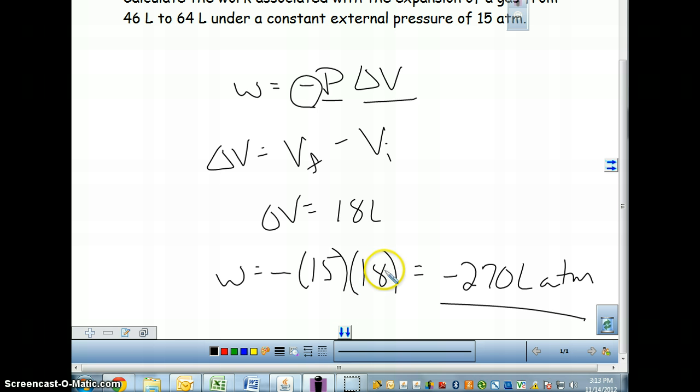Again, this is example 6.2 out of the textbook on page 247.